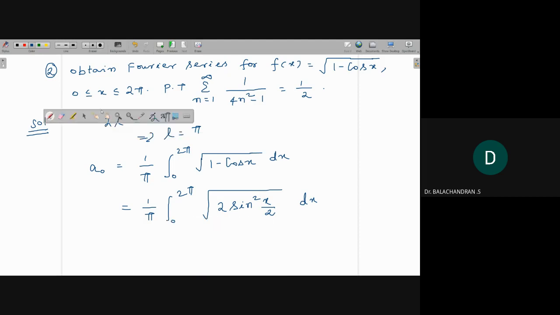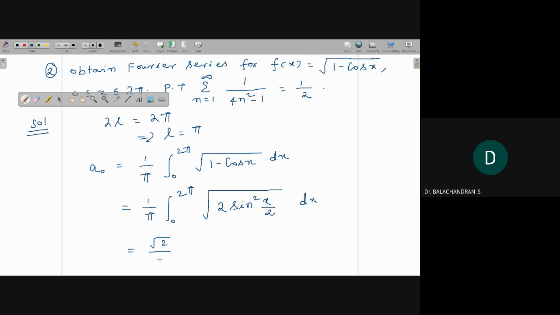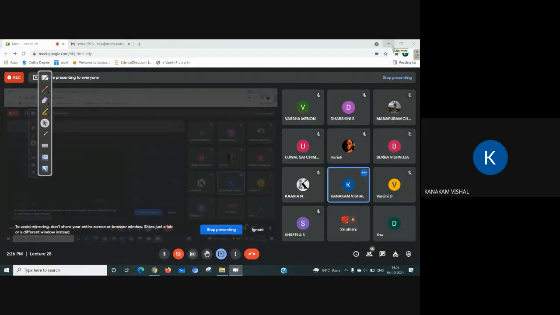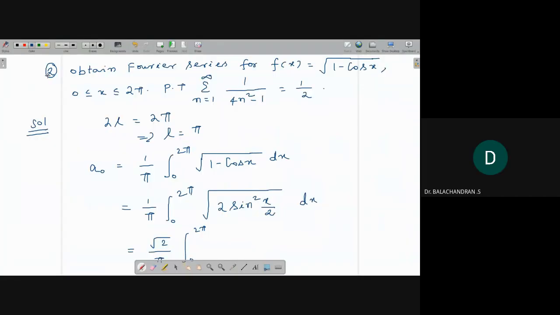Okay, so now this is equal to root 2 by pi, limit is from 0 to 2 pi. Actually, root of sine square x by 2. Okay, what? Mod sine x by 2. Vishal, a little bit clear, I am not getting. We have to write mod sine x by 2 now, sir. Yeah, you are right. Modulus of what? Sine x by 2. Modulus of sine x by 2. Yes, correct, Vishal.